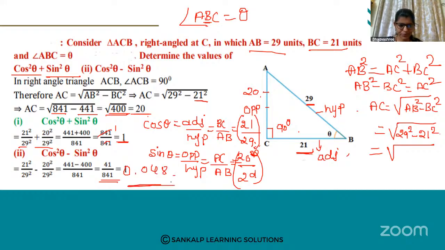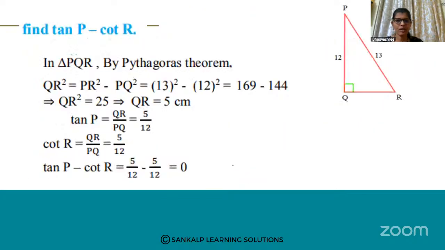This is 0.048. Okay. Understood? Next one. Find tan P minus cot R. Tan P minus cot R.